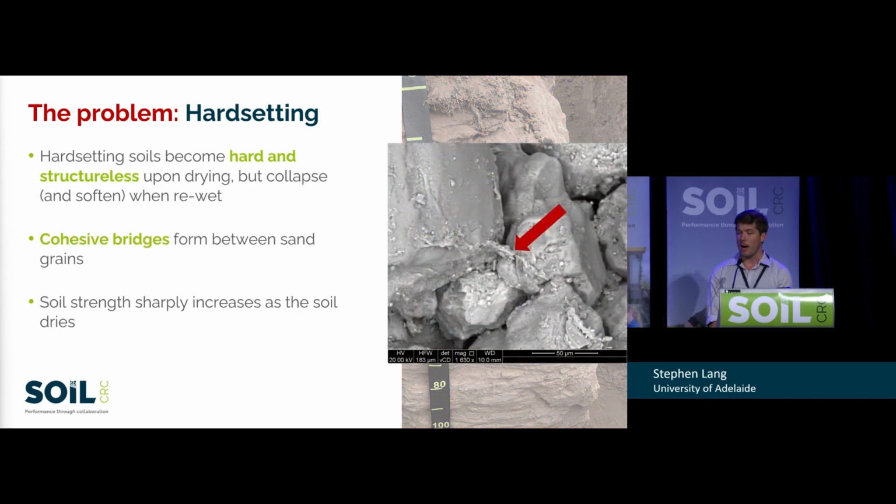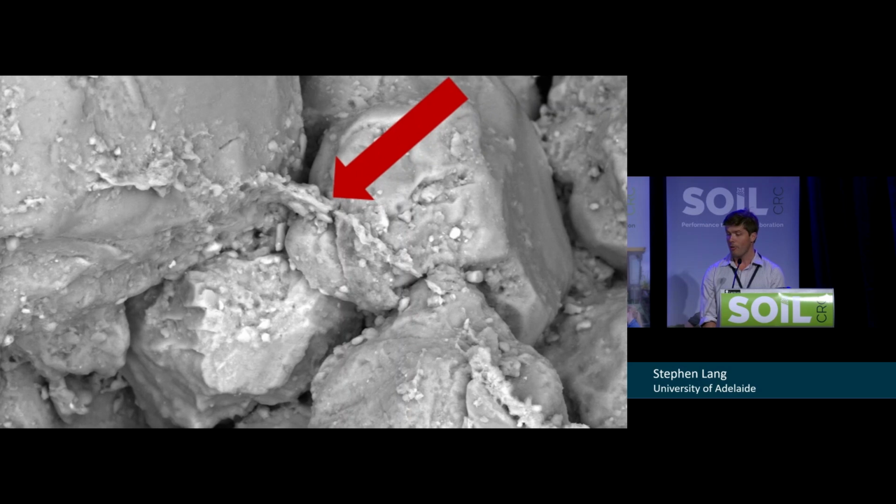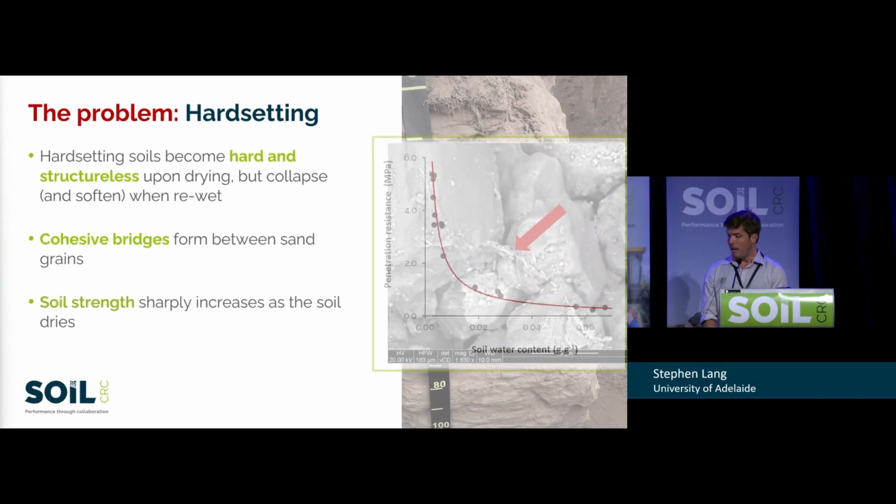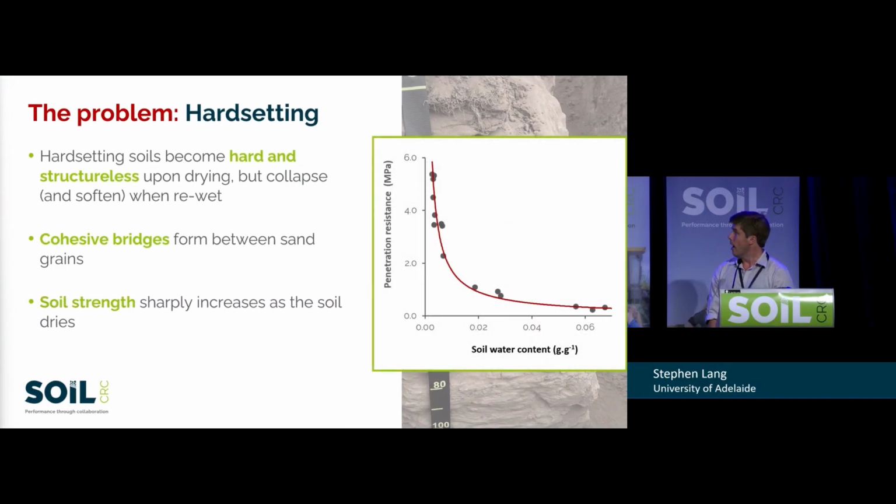These fine clay particles and precipitation of cementing agents can then form cohesive bridges at contact points between sand grains. This is what you might see under electron microscopy. And the result is a sharp increase in soil strength below certain water content thresholds.